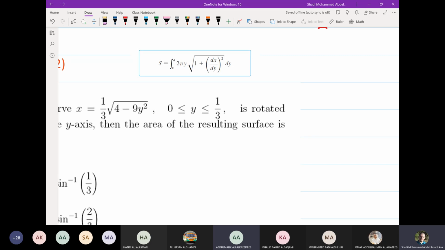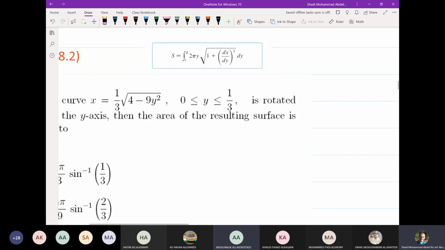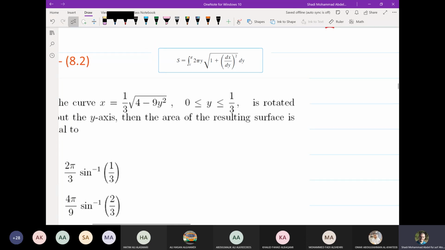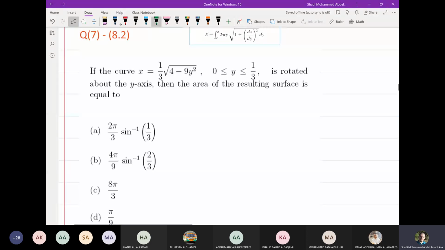Sometimes it will be hard. Exactly. Now, all of you, this is the rule and this is the question. In this question, the curve equals this, and the limit of y will be from 1 to 1 over 3, rotated about the y-axis.